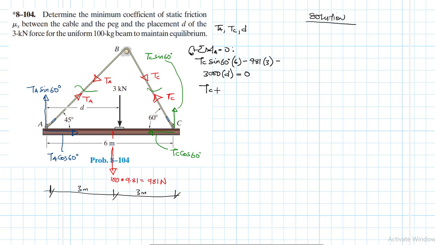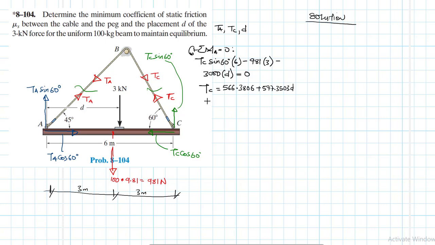Therefore, making TC the subject of the formula, TC will be equal to 566.3806 plus 577.3503D.